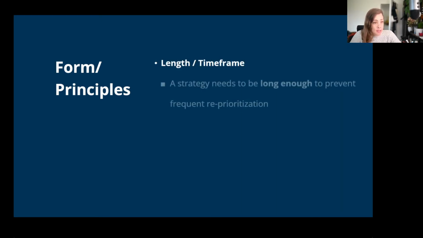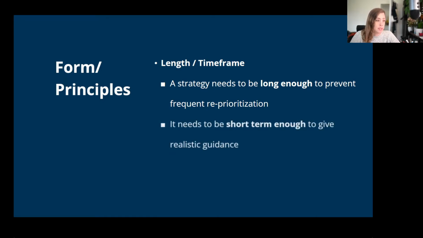The length and the time frame of a strategy needs to be long enough to prevent frequent reprioritization. So I'm not going to tell you that all the strategies are 5 years into the future. Most of them are, because that's also where the discounted cash flow is being calculated from investors. But still, this does not mean that you have to go for 5 years, especially if you're early in the stage of a company. Then you might even have a strategy that goes for like 6 to 12 months, something like this. It really depends on where you stand. But you want to prevent constant reprioritization because people are just going for the newest stuff.